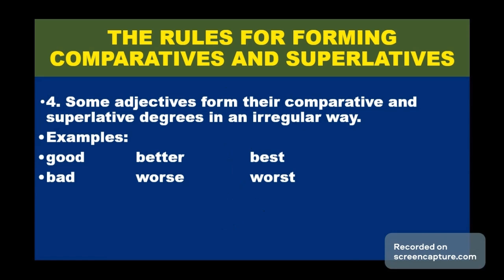Then let's look at the last rule in this lesson, and that is rule number 4. Some adjectives form their comparative and superlative degrees in an irregular way. So we call them irregular adjectives: good, better, best, bad, worse, worst, and so on and so forth.